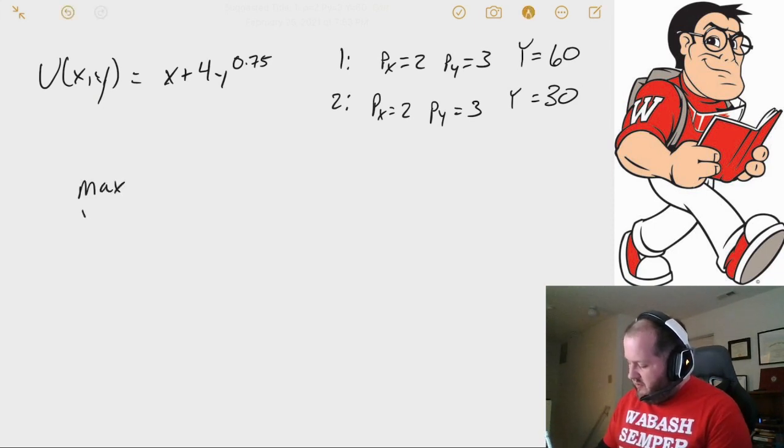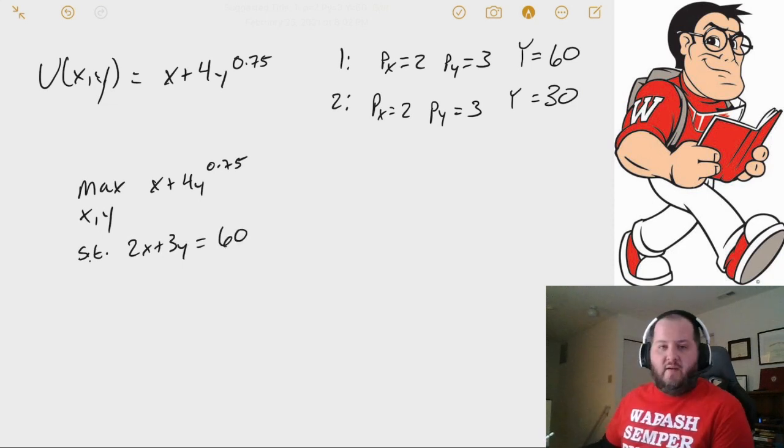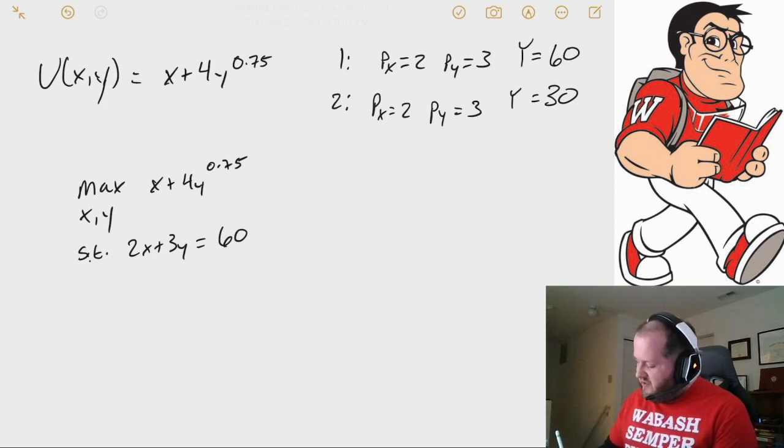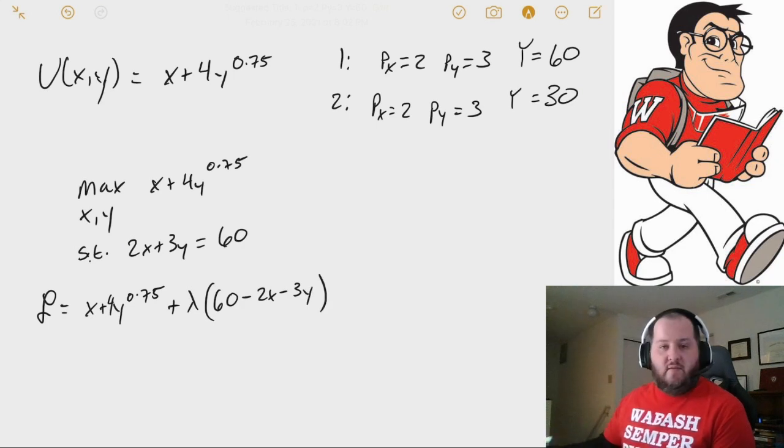We're maximizing our utility function over x and y, subject to the budget constraint. I've got two sets of prices up here, and we're going to do the first one first: 2x plus 3y equals 60. Okay, setting up the problem, make sure we're organizing that information well. Next step, let's get a Lagrangian. That is our objective function, 4y to the 0.75, plus a Lagrange multiplier times our rearranged budget constraint. That should also be getting pretty straightforward at this point.